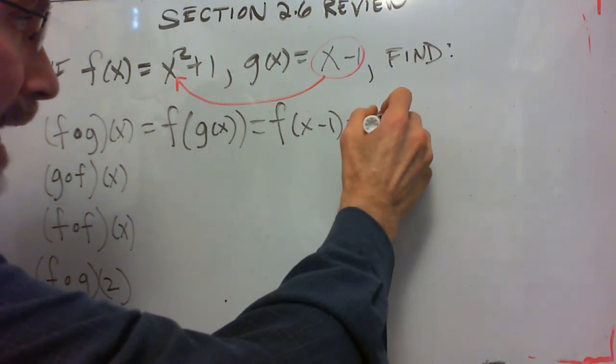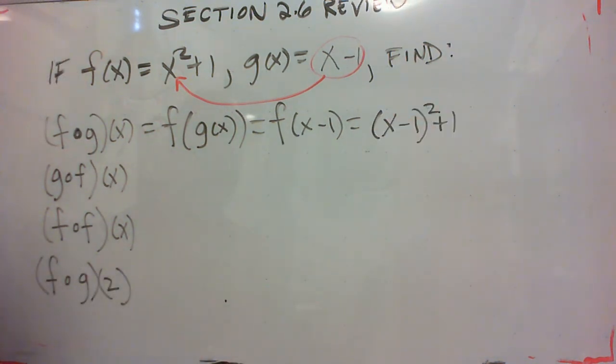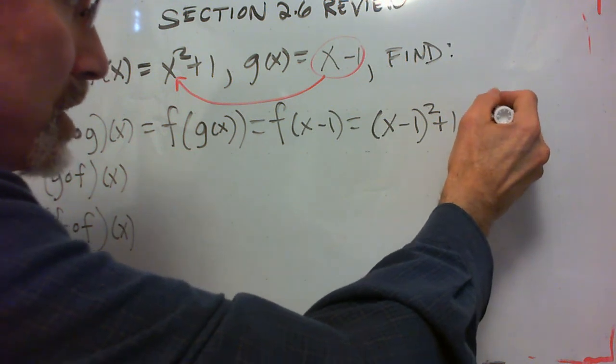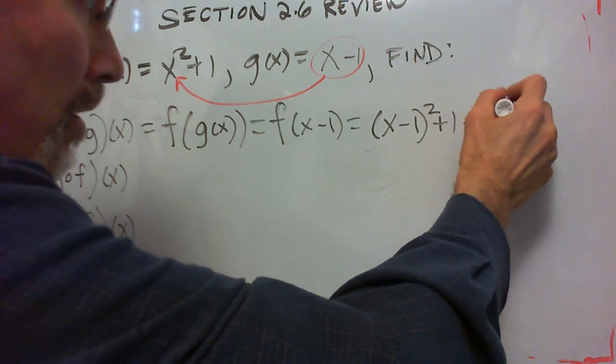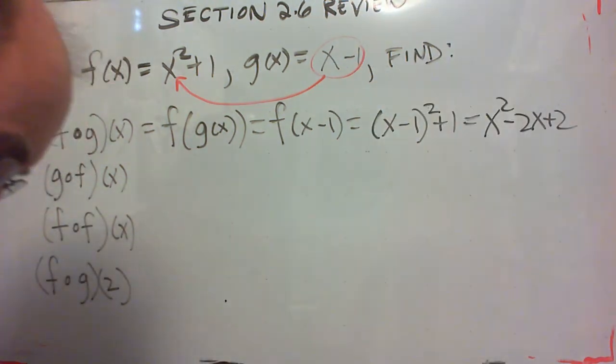So we're getting x minus 1 squared plus 1. And you can multiply all that out. X squared minus 2x plus 1 plus another one is plus 2.